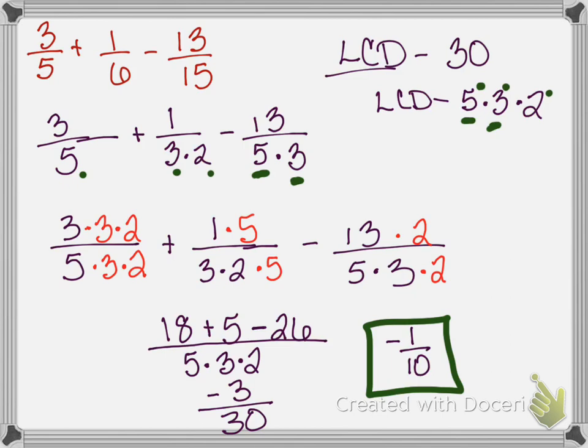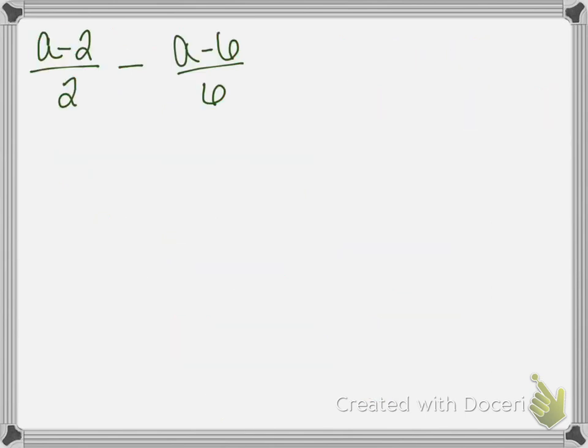So now we're going to throw a variable in there. Can I move to the next screen? Okay. I have a minus 2 over 2 minus a minus 6 over 6. So what I want to do is break that denominator down. I have a minus 2 over 2, because 2 is prime, minus a minus 6. How do I break 6 down?